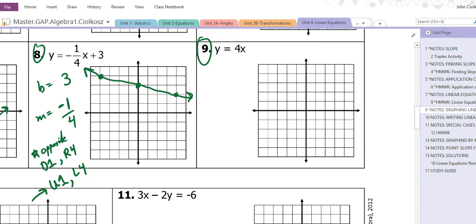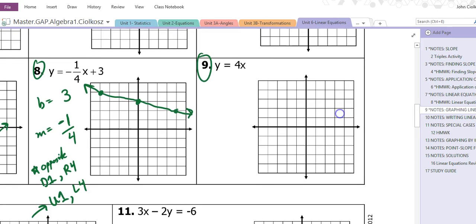Now, if we go to this y equals here, notice I don't have something I'm adding. So that's like adding 0. So here, b is just 0. My slope, 4 over 1. So my b, 0 on the y-axis means here. So up 1, 2, 3, 4 over 1.